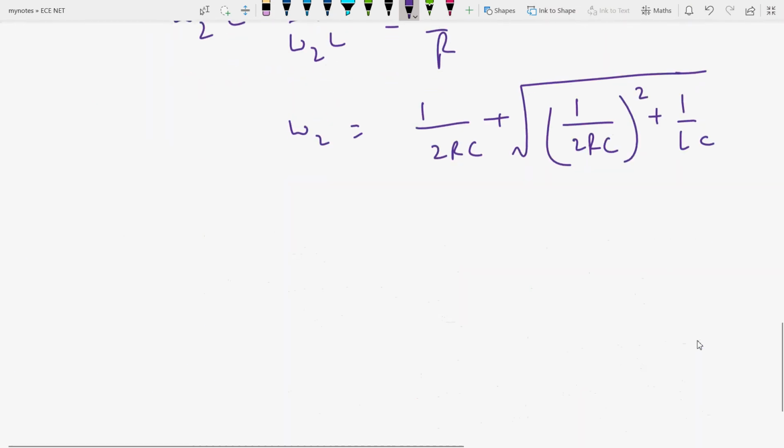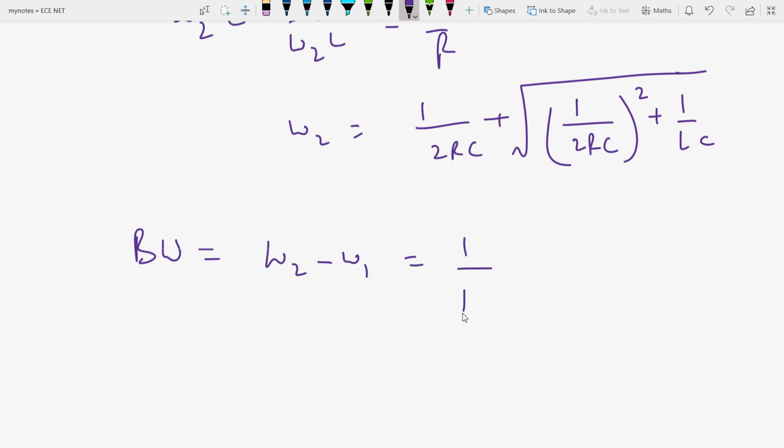Now what will be the bandwidth? Bandwidth is the difference between the highest frequency and the lowest frequency. That means it will be equal to 1 upon RC. Now, what is the quality factor?